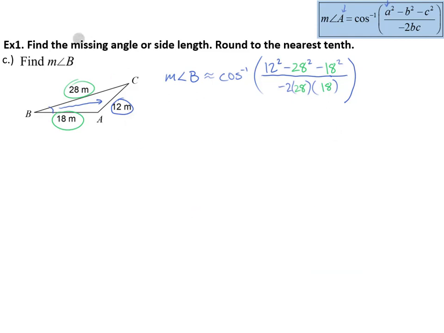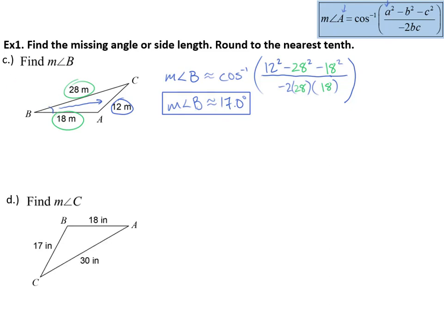17.0 degrees. And this time we're talking about an angle. So the measurement of angle B is about 17.0 degrees. And again, make sure that your calculator says degree on it, so you're not in radians. Okay, here's one more to try out.